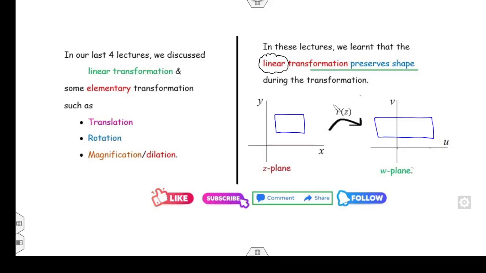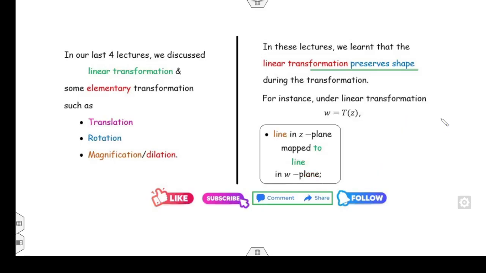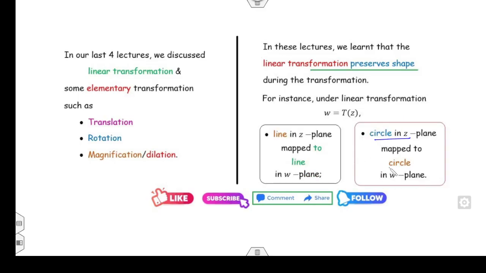In other words, you can say if you have a line in the xy plane, then it is again a line in the w plane. The line may increase or it may decrease. If this is a circle, then again it must be a circle. That is, a circle maps to a circle, a line maps to a line.